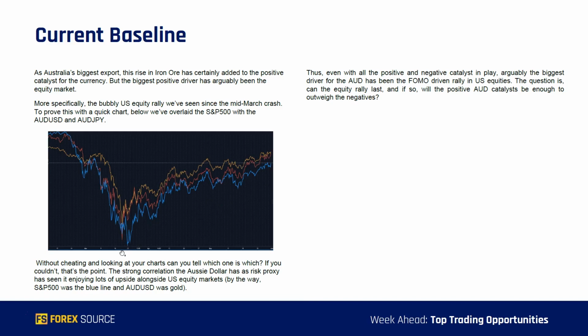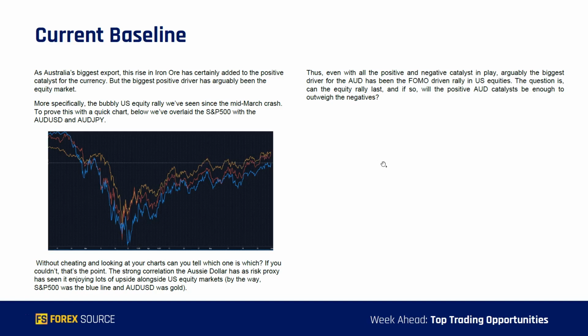Now, if you couldn't, that is exactly the point. We can see that very strong correlation between the Aussie dollar, obviously as a risk proxy. It has been enjoying lots of upside alongside the US equity markets. And just quickly, by the way, the S&P 500 was in blue. We have the Aussie US dollar in gold, and of course the Aussie yen we can see in red.